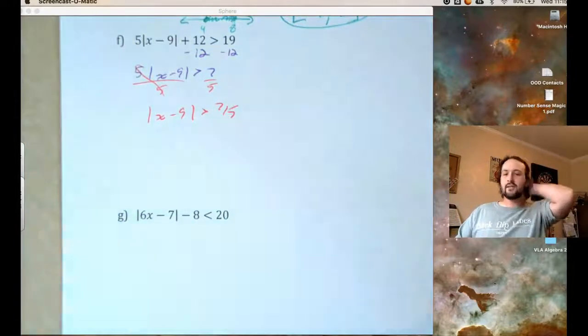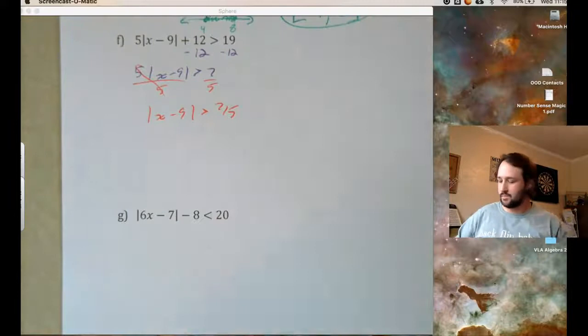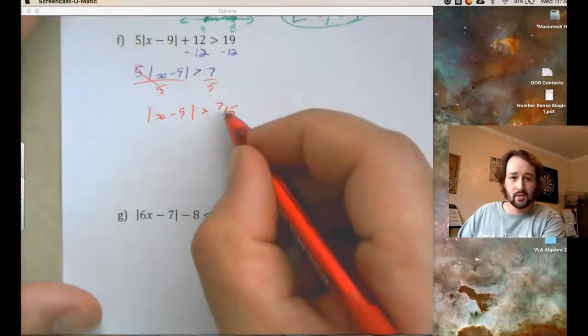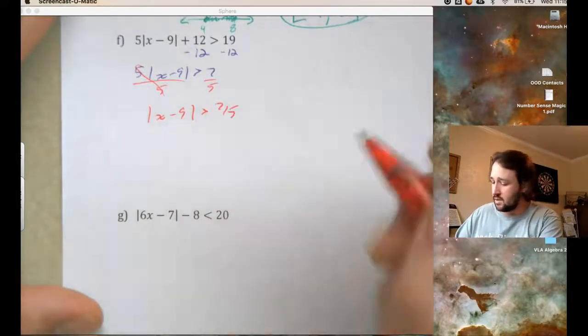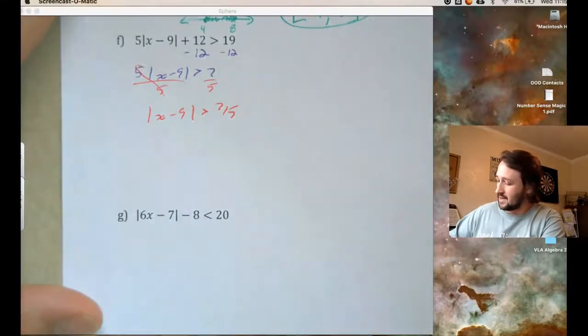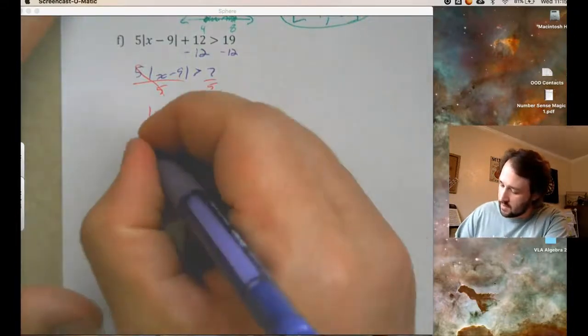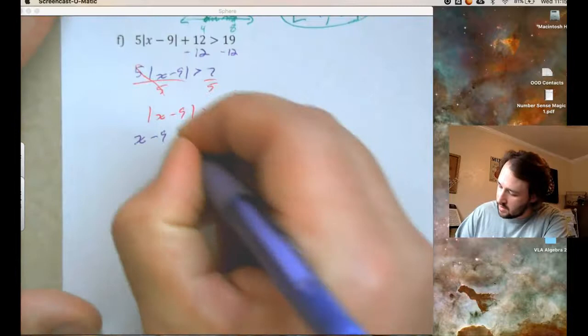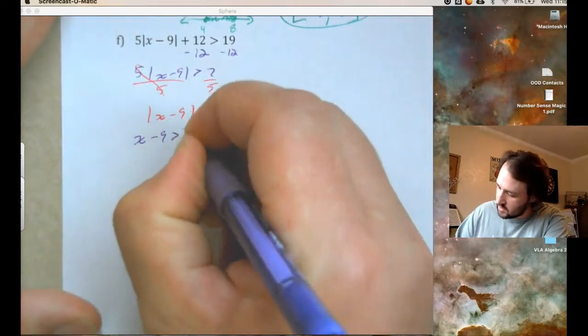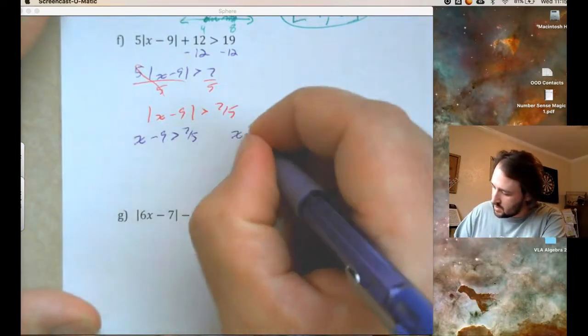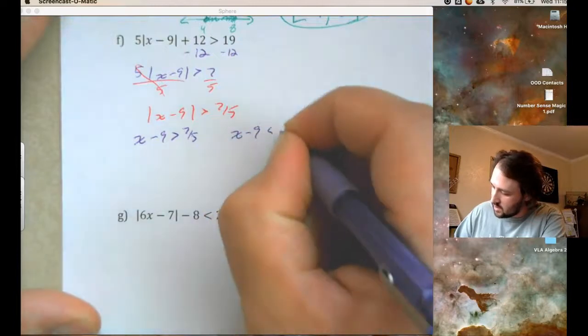All right, so it's going to be ugly, but it's not a big deal. It's really no problem. So if you want, change this to 1.4. That's fine. It's still going to work the exact same way. So I have x minus 9, keep it all the same, greater than 7/5, and x minus 9, change the sign, less than negative 7/5.